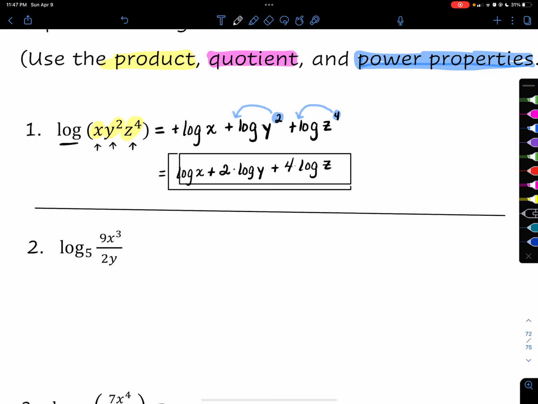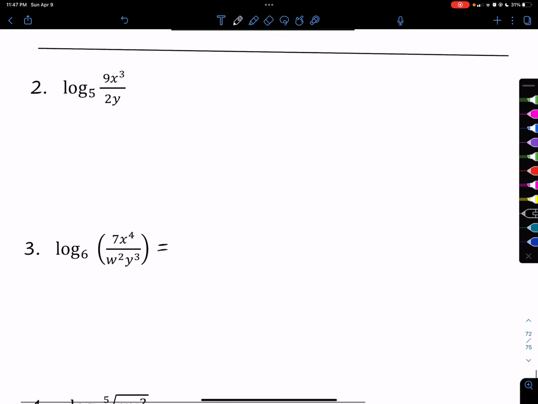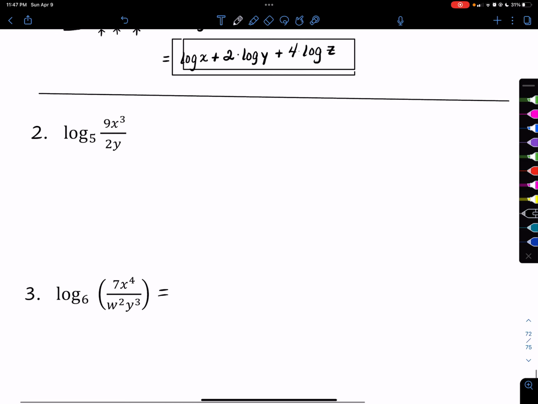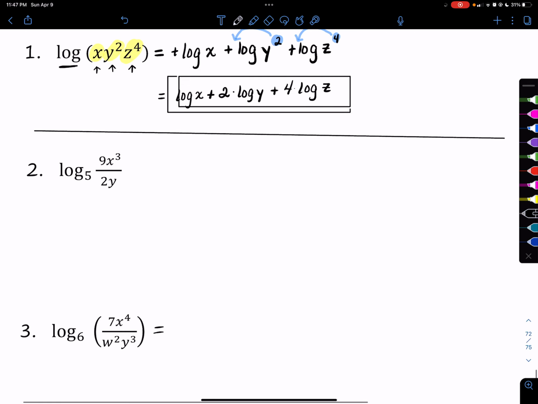All right, so then let's go on to problem number 2. On problem number 2, I am again looking at which properties I am using. Do I see any multiplication happening? Yes, I do. I have 9 being multiplied times x to the 3rd. So there I know that I will be using the product property when I expand it.